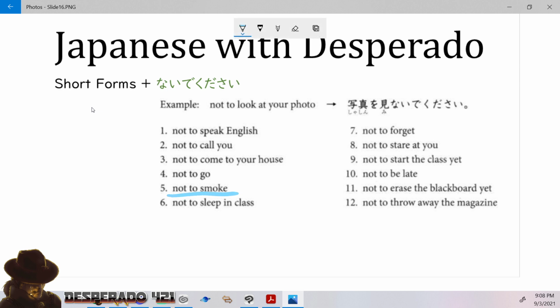All right. So now we have smoke. Do not smoke. All I can think of is tobacco. Well, that's part of it. You have to say tabako o shinai. Tobacco. And it has a special verb for smoking.